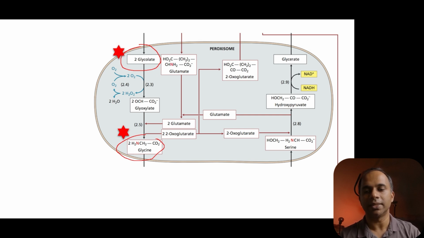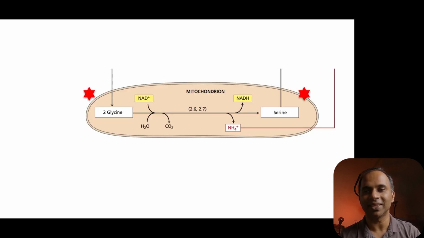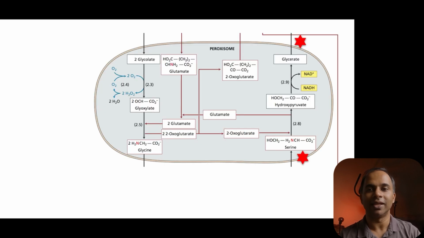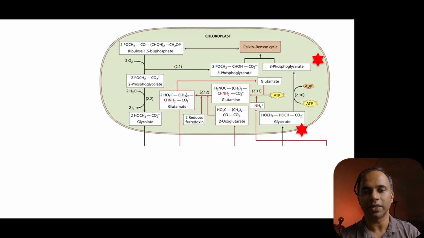Then this glycine is going to go for a trip into the mitochondria, as you can see here, and inside the mitochondria it is going to get converted into serine, and then it goes back into the peroxisome. From the peroxisome the serine is converted into glycerate, and this glycerate goes into the chloroplast, and through a set of reactions it enters into the Calvin, Benson and Bassham cycle. Okay, so this is what is going to happen.